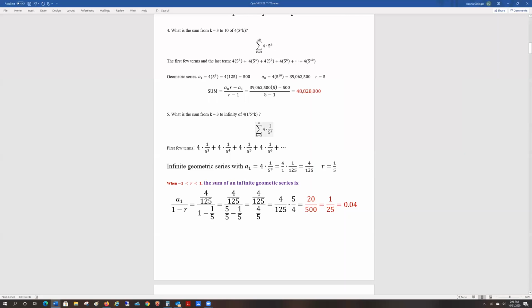If this were 2 over 5 to the k, then you'd have to be careful. It's not 2/5 to the k power. It's 2 divided by 5 to the k power if it's not a 1 there.